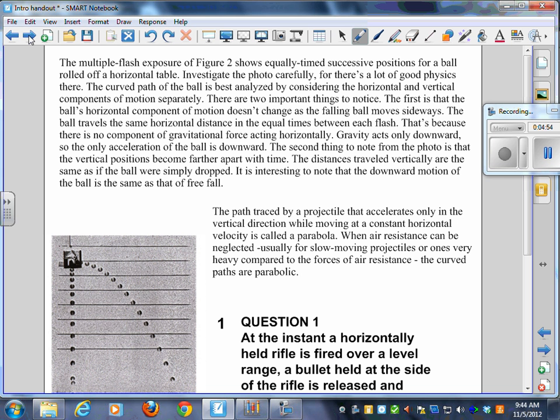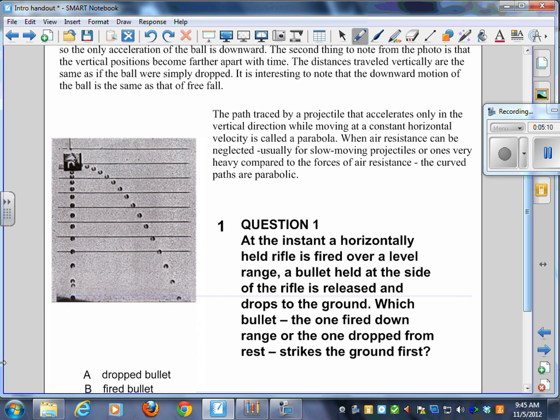The second thing to note in the photo is that the vertical positions become farther apart with time. The distances traveled vertically are the same as if the ball were simply dropped. It's interesting to note that the downward motion of the ball is the same as that of free fall. And if you look carefully here, I'm going to explain this to you. This ball right here has been dropping for exactly the same amount of time as that one. And where are they in the air? Exactly the same spot. And this one right here, exactly the same spot.